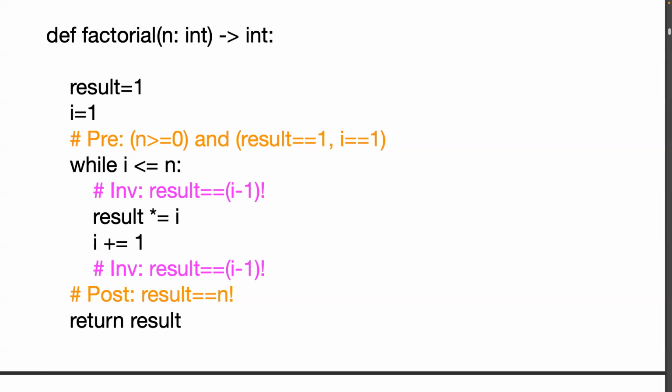So do you see, the invariant is something that is valid when I enter the loop? Then the value of result changes. I multiply it with I. The value of I changes. And then again, for these two different values, the invariant is still satisfied. Do we see that? All right.